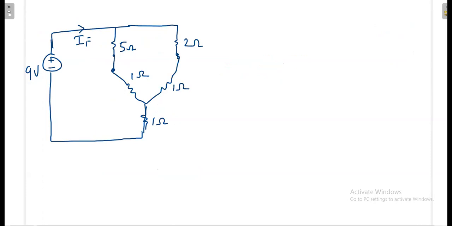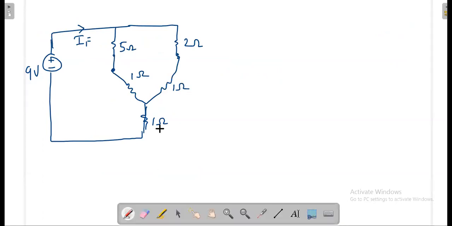Now how will we proceed? Now you know this 5 plus 1 is 6. How can you reduce this circuit? I first want to find the total equivalent resistance. Then I know the current, and later I can distribute the current. So the total R equivalent is 5 plus 1, which is 6, in parallel with 2 plus 1, which is 3, and in series with 1. 6 parallel with 3 is equal to 2. 2 plus 1 is equal to 3 ohm.